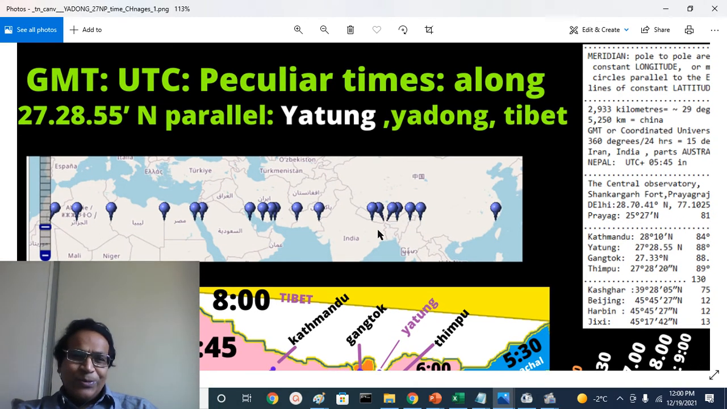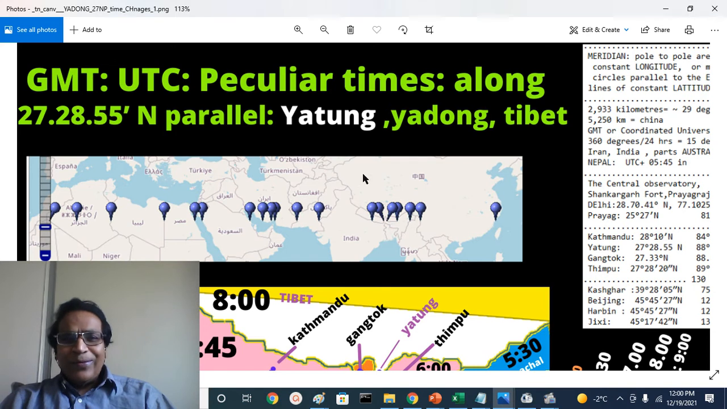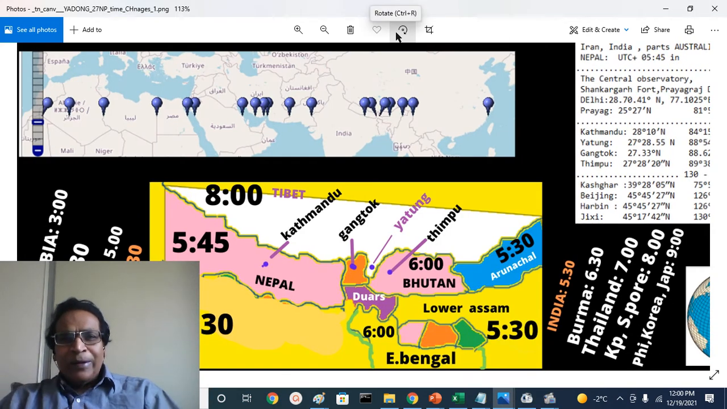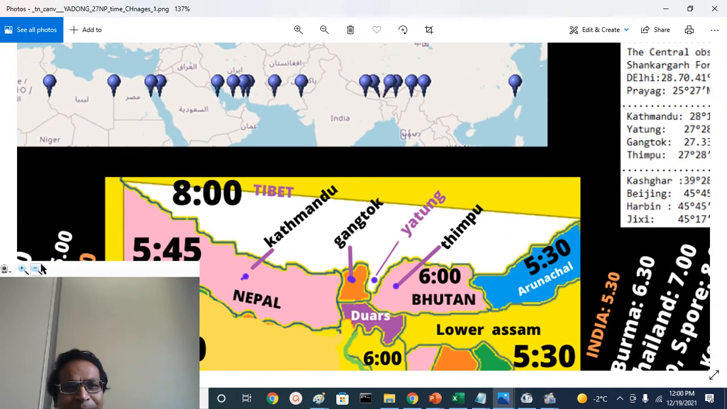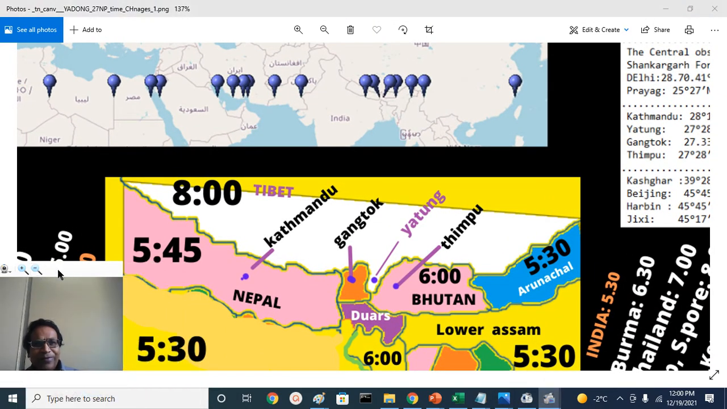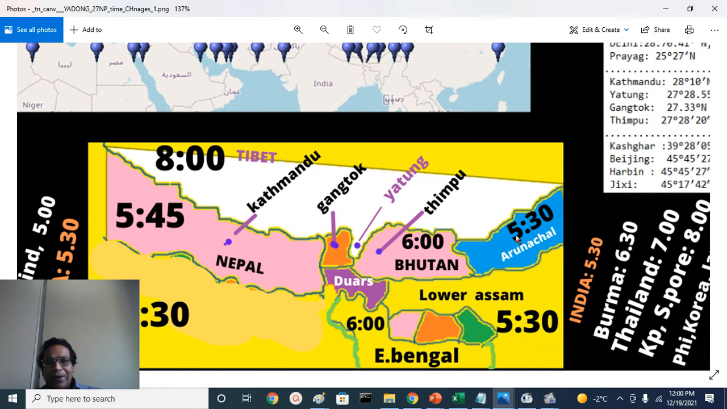But there is one peculiarity at this particular parallel, at a town, Yadong, that today we'll discuss: what is that peculiarity and why this happened. Before that, I would like to keep you informed or give you a broader context of this region. This region is also very important critically. This is the northeastern part of India. That means a very small corridor separates it from the rest of India.